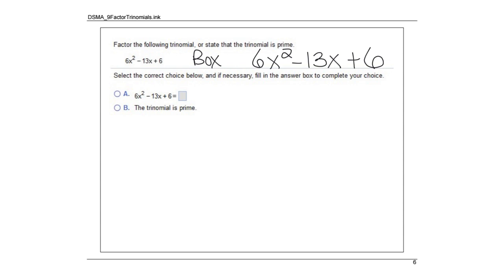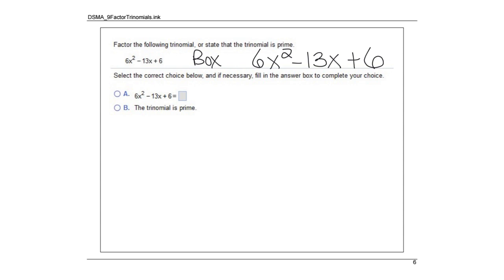So the very first thing we always do is check for the greatest common factor. It would be nice if we could pull a 6 out of there. If that middle number had been 12, we could have. But because the middle number is 13, we cannot pull a greatest common factor out.